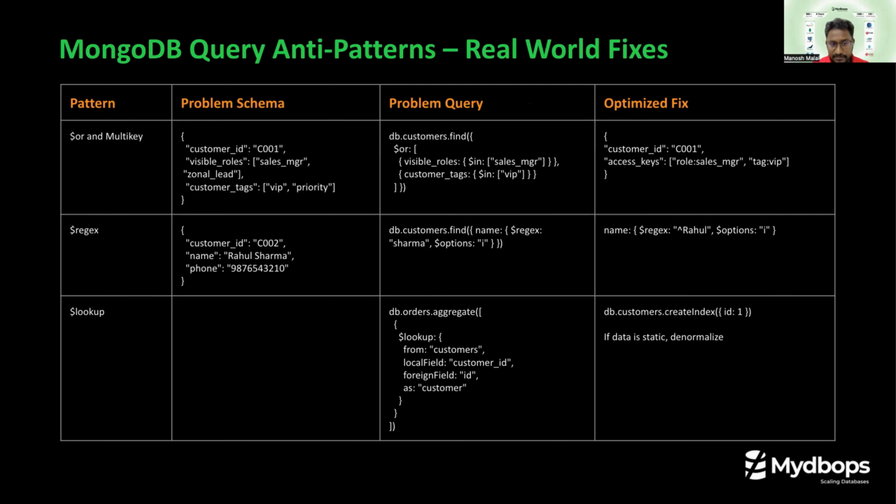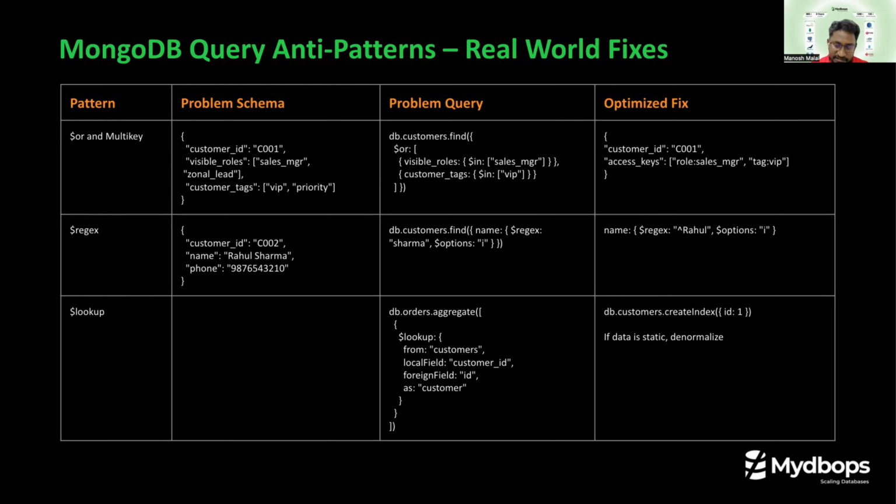I'd like to share a few examples. I'd like to showcase here: if you see, I have a schema with visible role and customer tag, and this is one multi-key problem we are seeing. In the problematic query, we are using the OR operator and putting something inside the array, visible role in and customer in. This query or this schema won't scale because the multi-key index won't perform in the expected way.